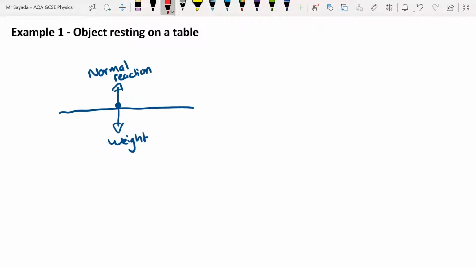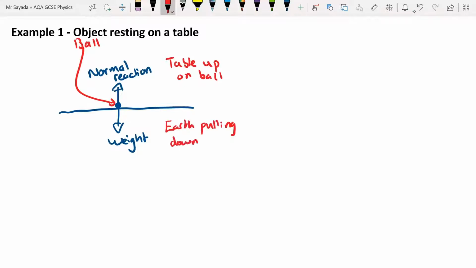Let's say this object on the table is a ball. So this here is a ball. This normal reaction force is the force of the table up on the ball. And this weight force down here is the force of the earth pulling down on the ball. This is just a contact force between two objects, or a reaction force, and this here is a gravitational force. Notice both of those forces are acting on the ball.